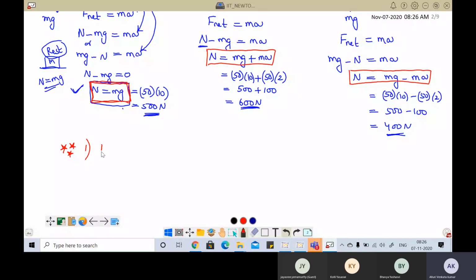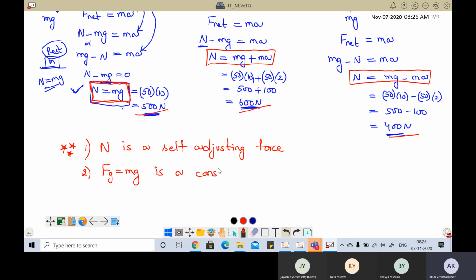Normal reaction is a self-adjusting force, that means it is not a constant. Here you got 500, here you got 600, here you got 400. Depending on the situation, it changes. Whereas gravitational force, which is equal to mg, is a constant force. It doesn't change. If you want, you can see here.